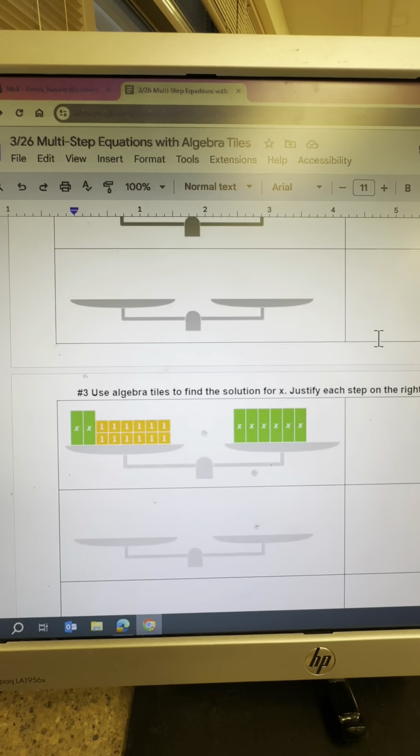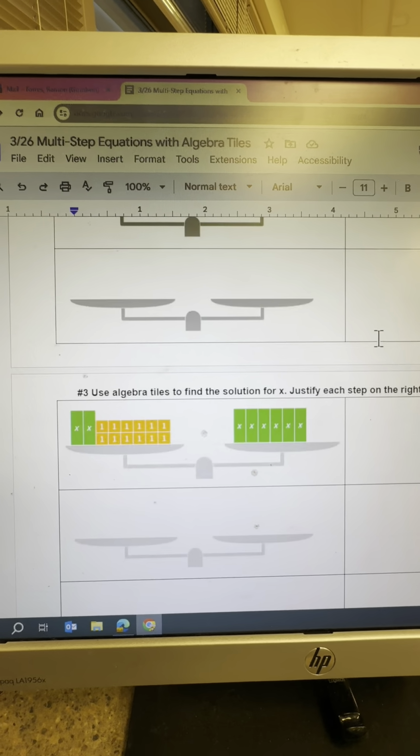Equals, and what do we have on the other side? 1, 2, 3 halves. 3 of those halves. So you can see here, 3 of the halves. So 3 halves of the x minus 8 of those ones. So 3 halves, 4 halves.